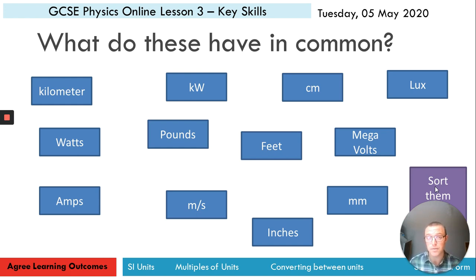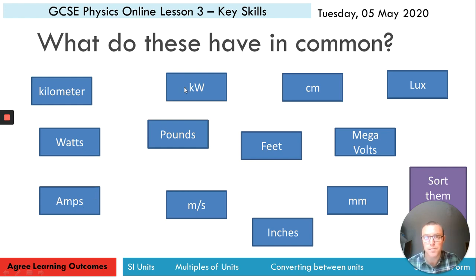Okay, so what do they all have in common? Obviously in the classroom we would get some hands up, but we can't do that in this format, so I'm just going to have to tell you. They're all units. Kilometre and feet and millimetres and inches and centimetres are all units of length, telling us how long something is. Pounds is a unit for mass.